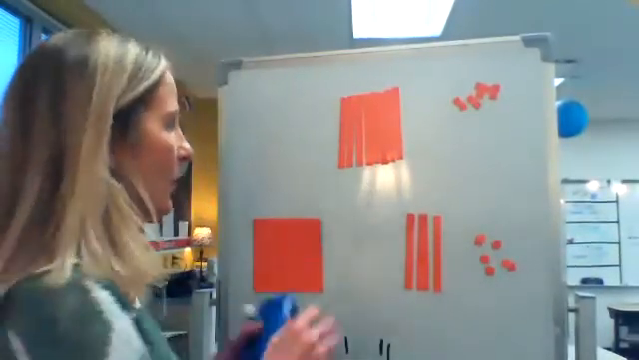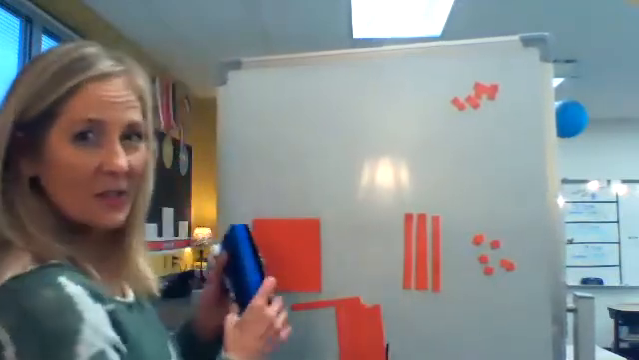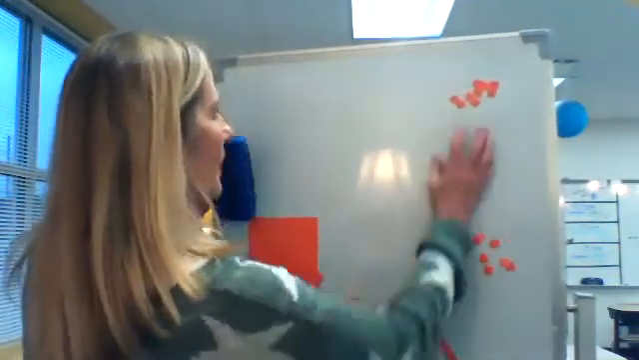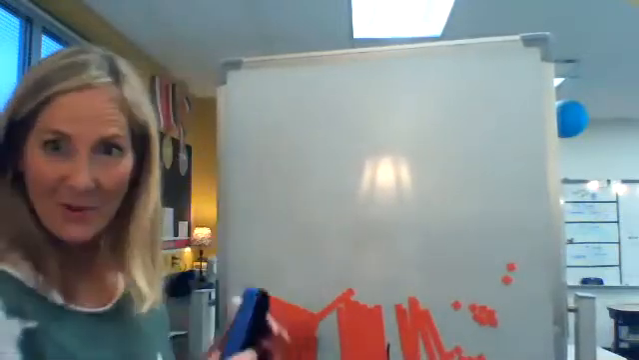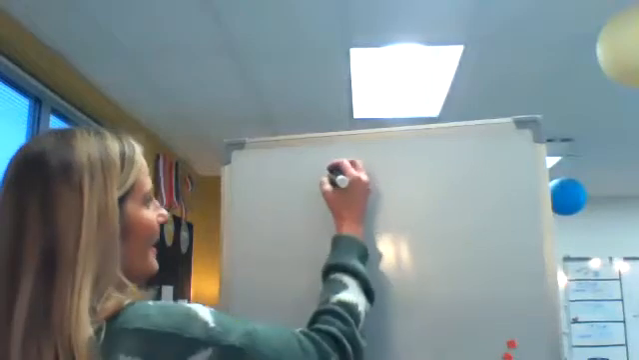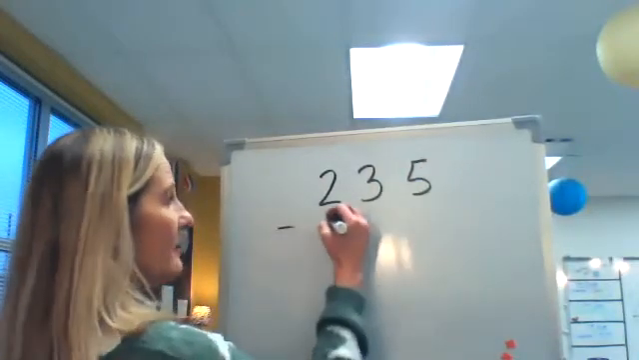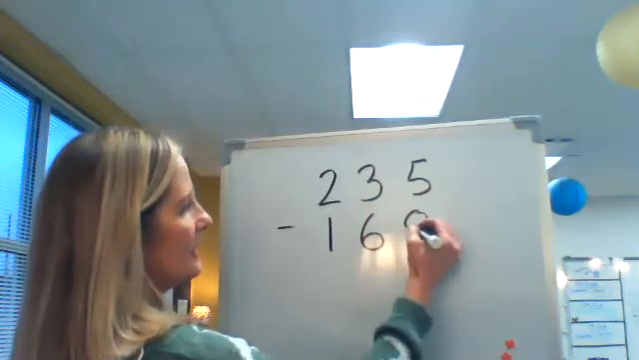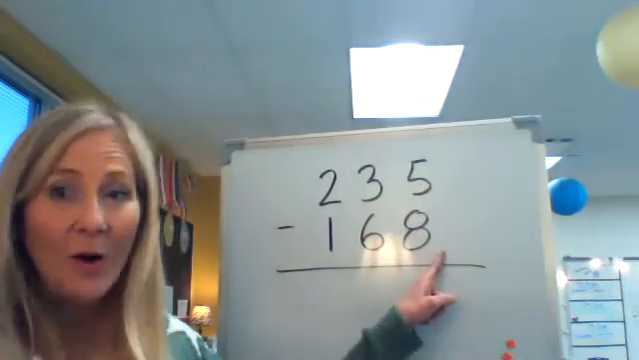Okay, so let's do one more, just the numbers. Let me clear this out of the way. Let's do some with just the numbers in a stacked way. There we go. I'll put this up so we don't have to look at that. Okay, 235 take away 168. I'm going to start in my ones column always.